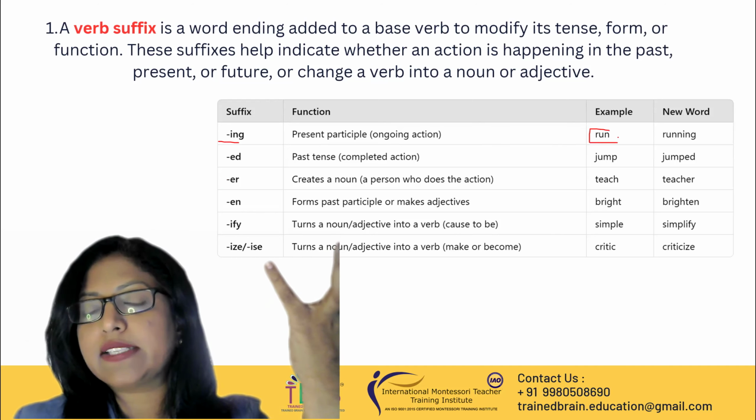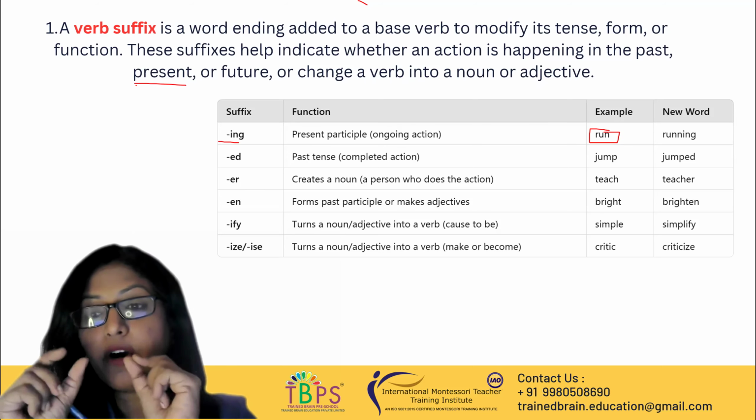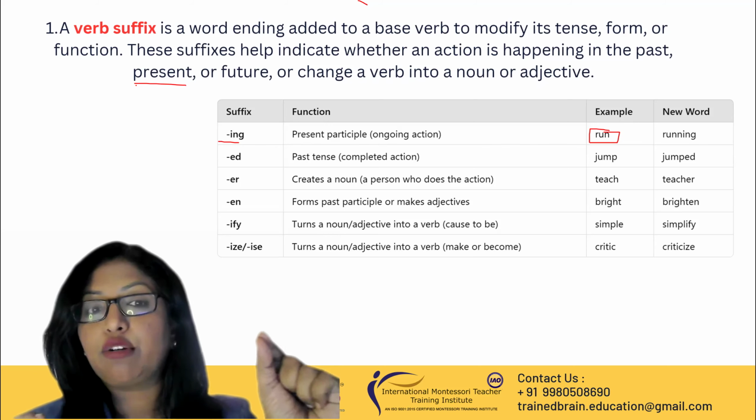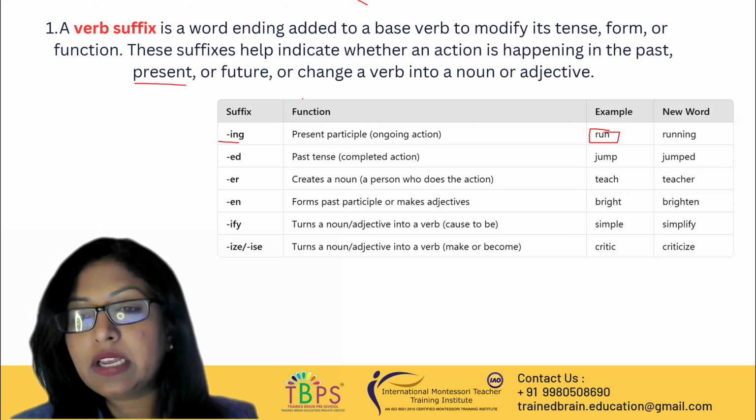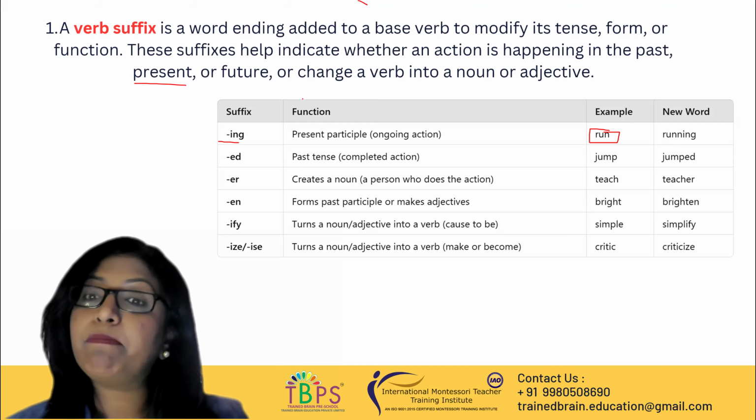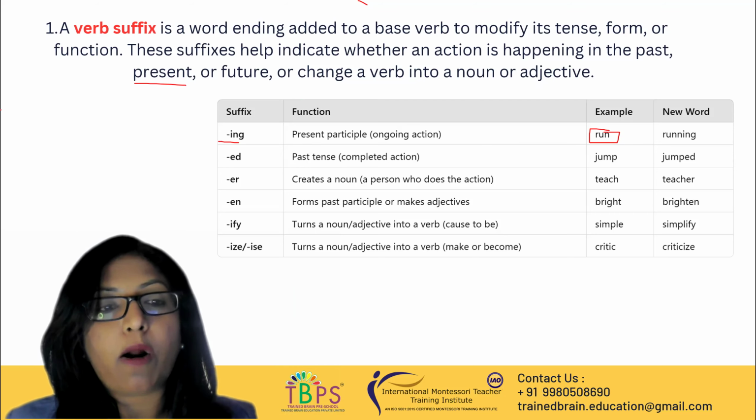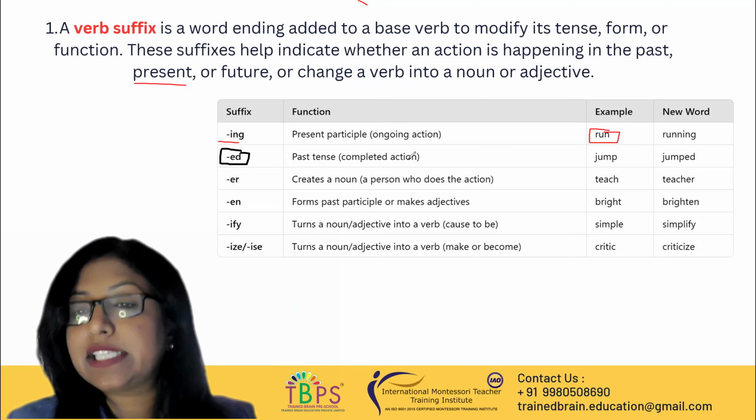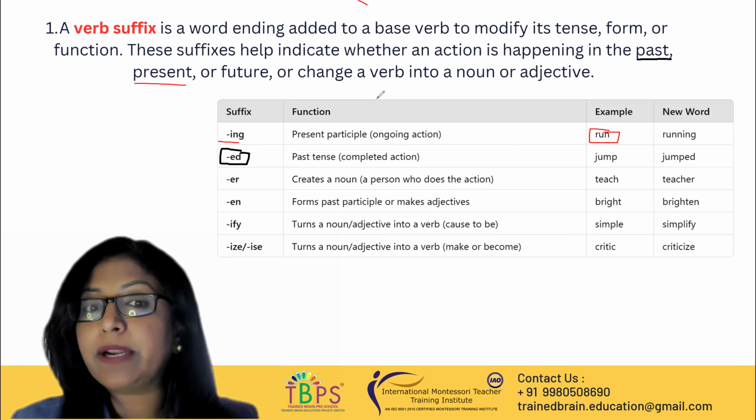So it's happening in what tense? It is happening in the present tense. Now, can you relate it? Any of the verb suffixes can be related to tenses. Yes, run plus ing is running. Correct? Jump plus ed. If I add ed, it will all be related to my past tense. Jump, jumped, read, read. Correct? So it becomes my past tense.